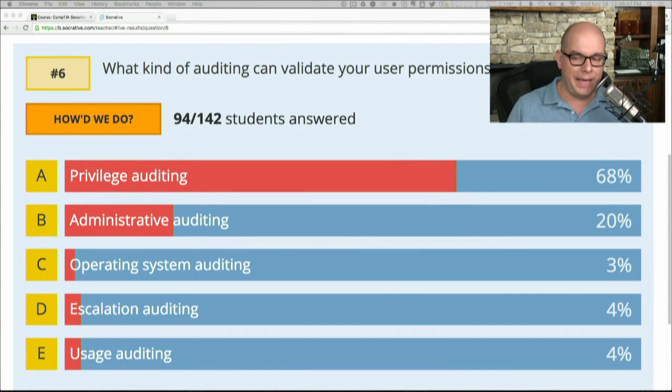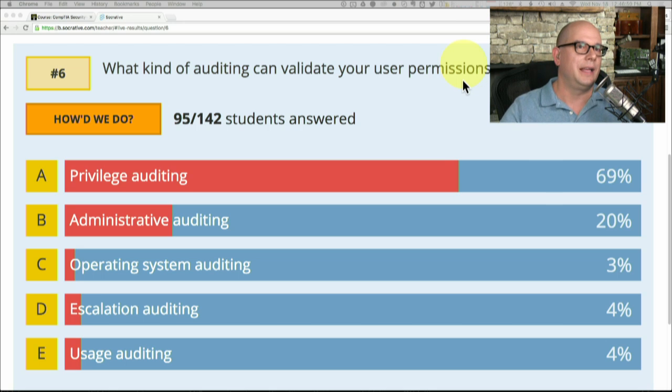So if you're one of the 68% of you that chose privilege auditing, you got that one absolutely correct. Well done. It would not be administrative auditing. In this case, we are validating user permissions, not administrative access. So let's do another question.